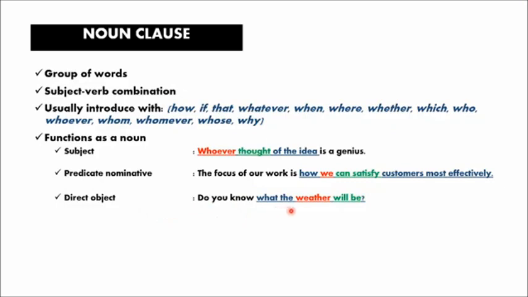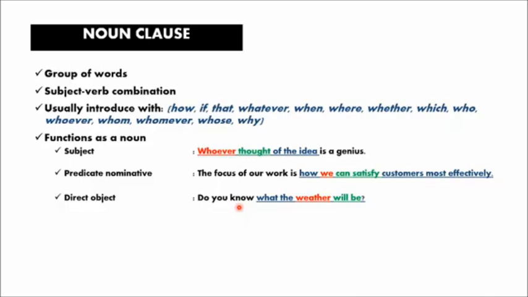Direct object. Do you know what the weather will be? What the weather will be is a noun clause. It contains the subject weather and a verb phrase will be. And it is a direct object of the verb know.